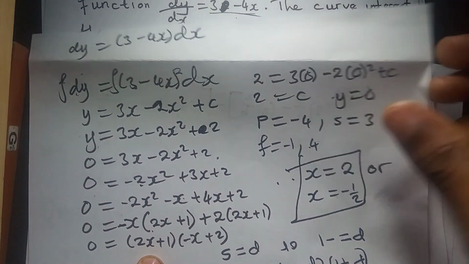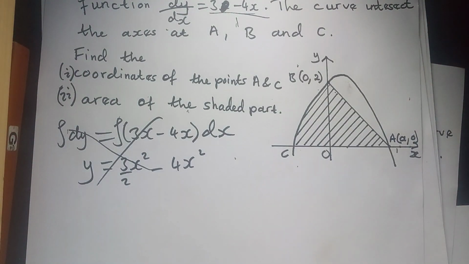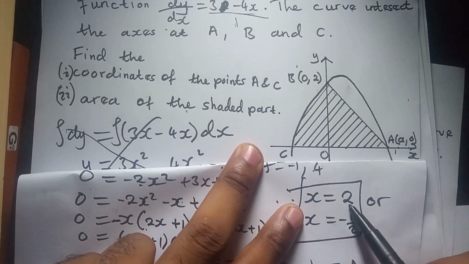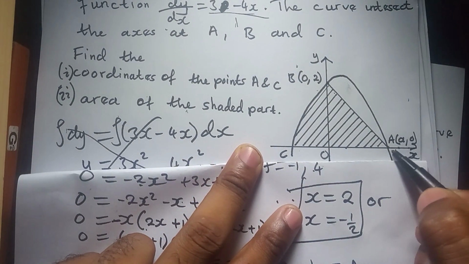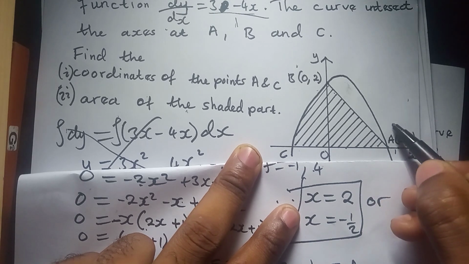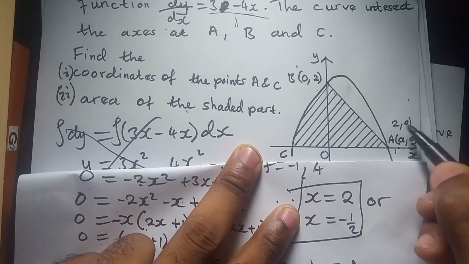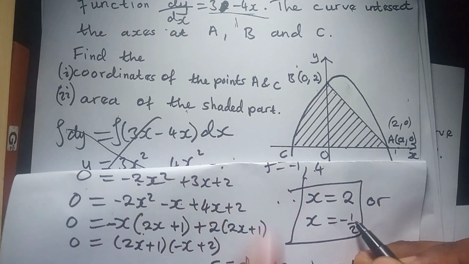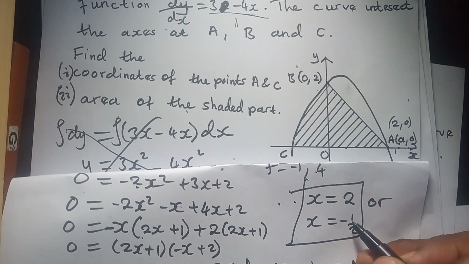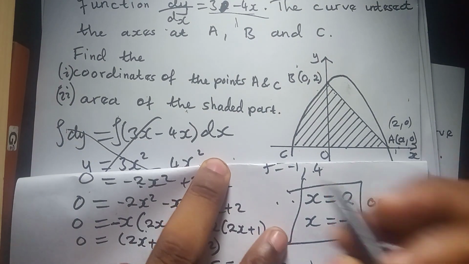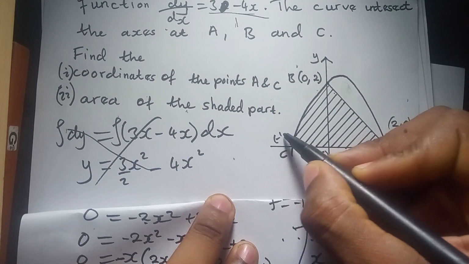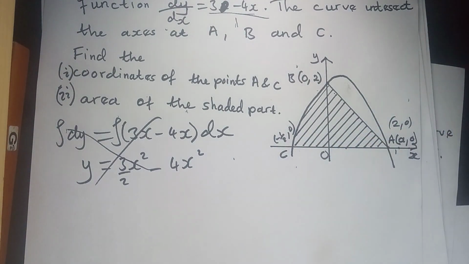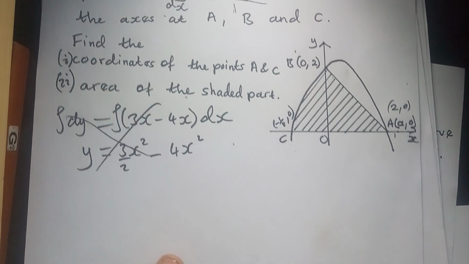So now let's decide which point should be A and which one should be B. Since this is positive, you expect the positive number to be this side. So the x coordinates here will be 0, 2. Then this side, the x value is negative, so obviously this one can be this side. So this one will be negative half, 0. And then finally, find the area of the shaded region.